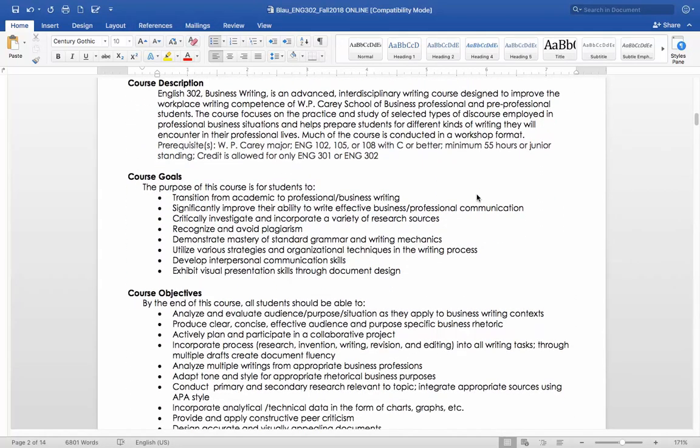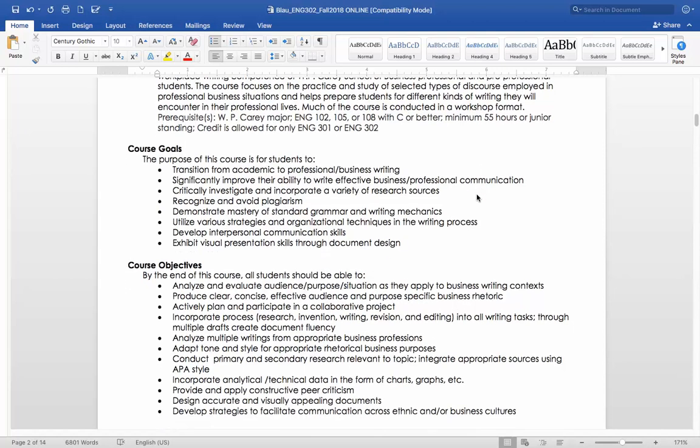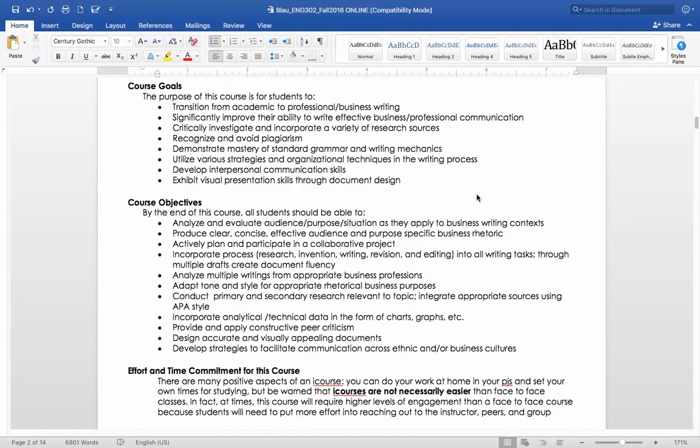There's a little bit about this course and the requirements to be in this course, and a little bit about the course goals. So the main goal for this course is to teach you how to go from academic to business writing, and there is a difference. So it's kind of navigating how to write for the real world.